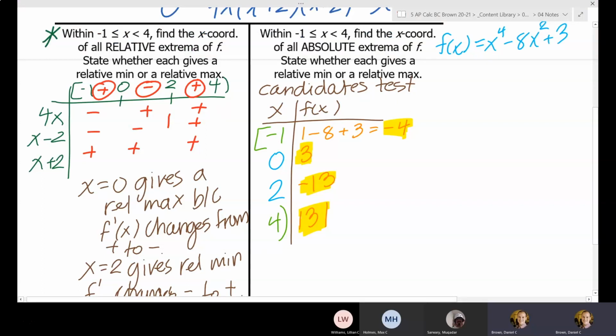So looking at my candidates test, I've plugged in my endpoints and then I plugged in the critical points. So I'm looking at my values. I see -13 is my lowest value, and I see this 131 is my highest value. So I'm going to go ahead and write my answer and then justify it in an acceptable way. Let's do the absolute minimum first. I can say we have an absolute minimum of negative 13, and it occurs at the x value of 2.